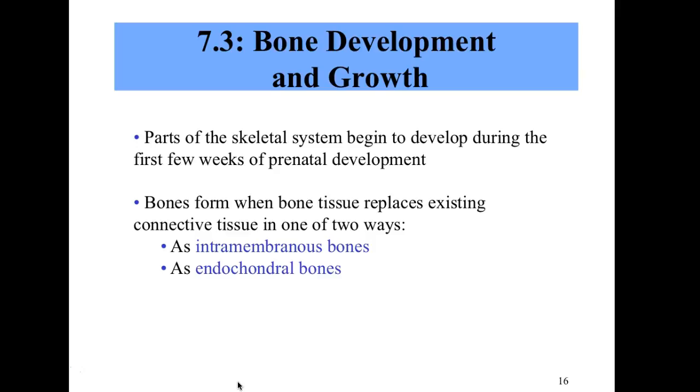Basically, what we see is parts of the skeletal system begin to develop during the first few weeks of prenatal development. And overall, bones are going to form when bone tissue replaces the connective tissue along with that bone. This occurs in two ways. The two mechanisms involved with ossification include intramembranous ossification and endochondral ossification. Remember that when you say ossify or use that prefix in general, it means bones. So you could call this intramembranous ossification or intramembranous bones.